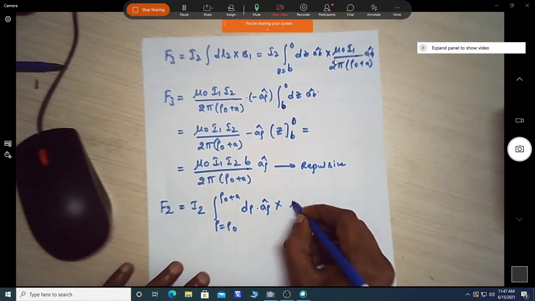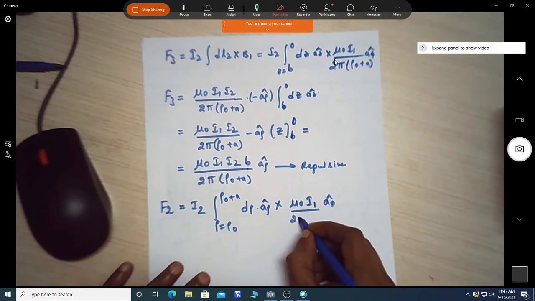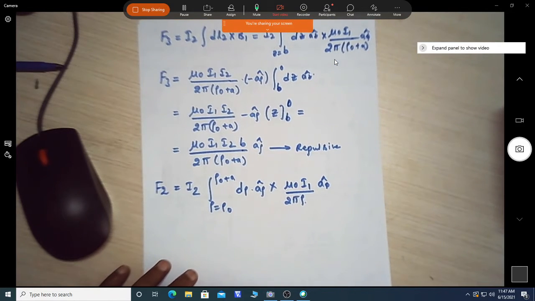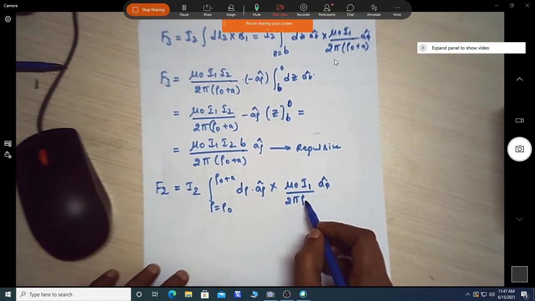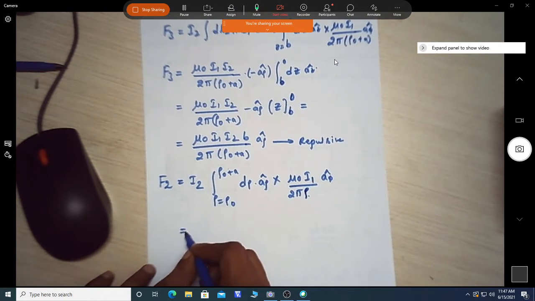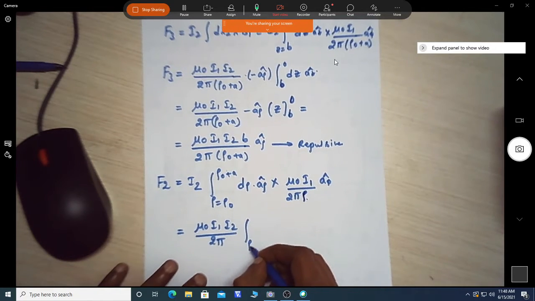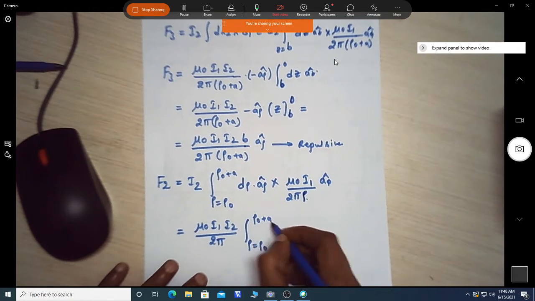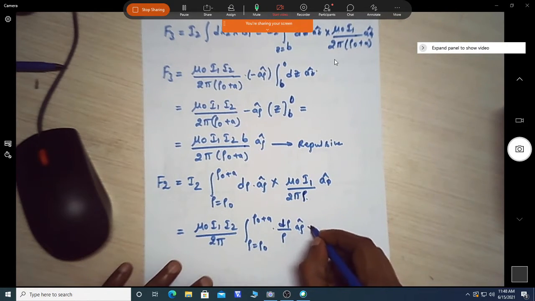So into mu naught I1 in the direction of A phi divided by 2 pi rho. Okay, so now since there is a variation of rho, we can take this as a variable rho, and we have to integrate with respect to rho. So now if we do that one, F2 we are going to get mu naught I1 I2 divided by 2 pi, integration rho equal to rho naught to rho naught plus A, of d rho by rho in the direction of a rho cross A phi.